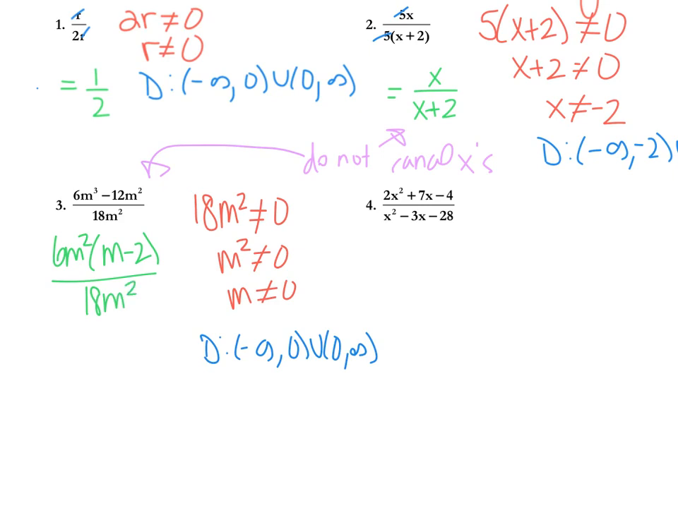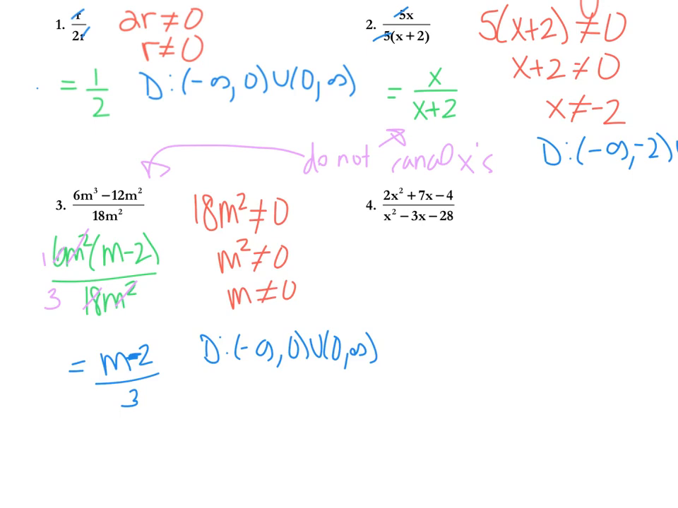Now, since this 6m squared is on the outside of the parentheses with no addition or subtraction, it's multiplication between the two, I can go ahead and cancel. So the m squareds cancel. This is going to be 1/3. So my final answer is m minus 2 over 3. If you left the 1 in front, it's not a big deal, but you don't need it.